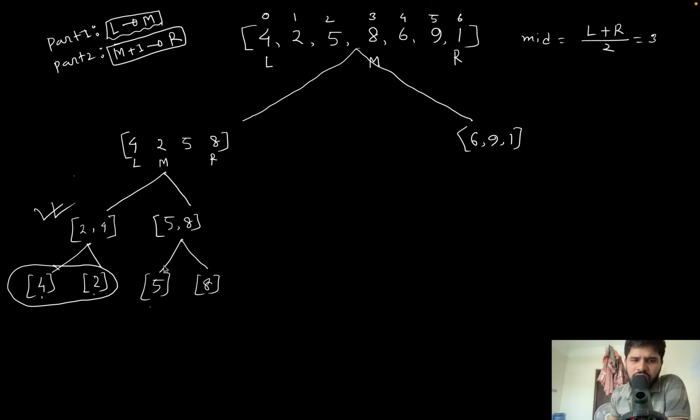So if we just sort these two, what do we get? And we will update in place this array right here. So what we'll get is 5, 8. All right, so we solved this subproblem. We solved this subproblem and we solved this subproblem.